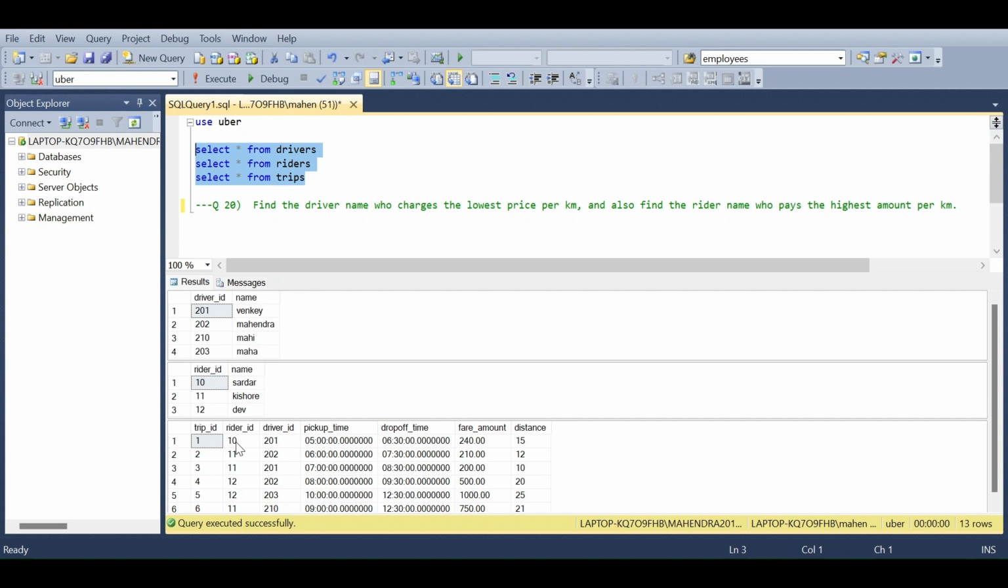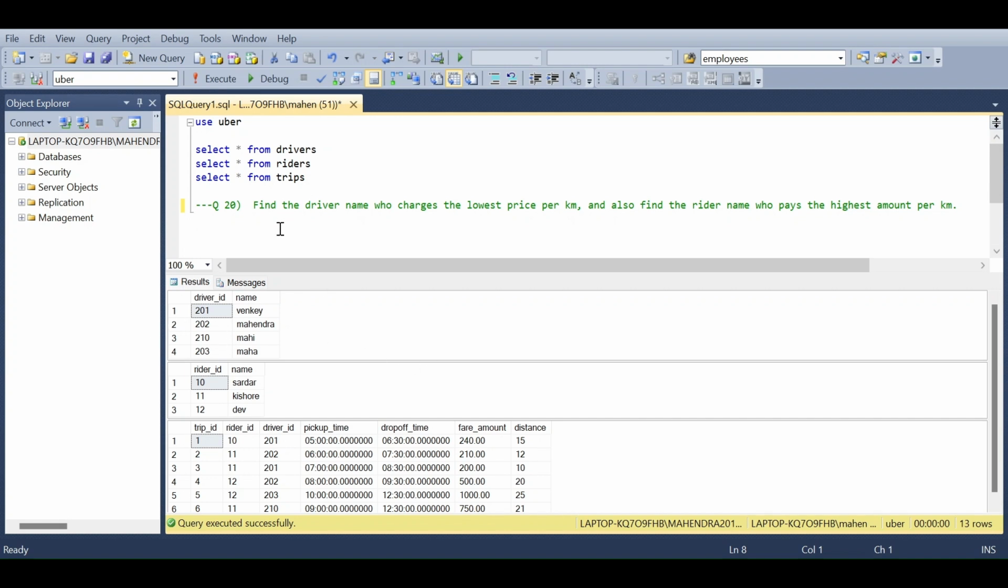In the trips table, we have driver ID, fare amount and distance. So we will find, for each driver ID, the total amount that he charged and the total distance he drove. After that we will divide these values, the total amount charged by the total distance, and then we will get the amount per kilometer. So we will solve this by writing a SQL query. Then we will join this driver ID with the driver ID in the drivers table so that we can extract the driver name.